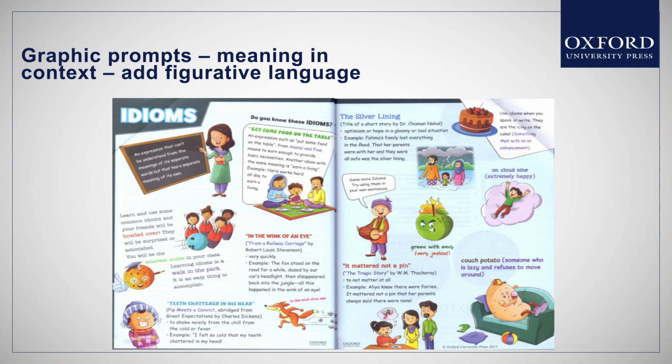Here's one, in the wink of an eye. What might that mean? We've got the meaning here: very quickly. Then it gives you an example. The fox stood on the road for a while, dazed by a car's headlight, then disappeared back into the jungle. All this happened in the wink of an eye. So there's the meaning given to you, the example given to you, and then you might ask the students to use this example and come up with their own sentence.